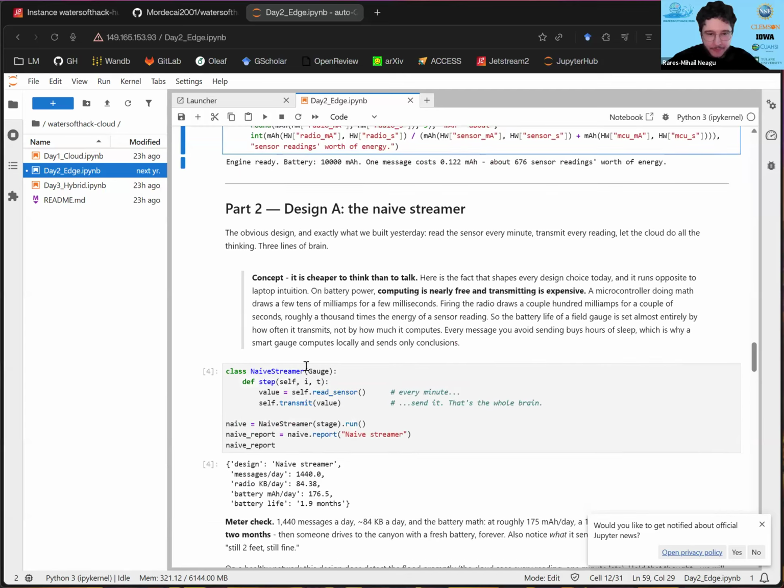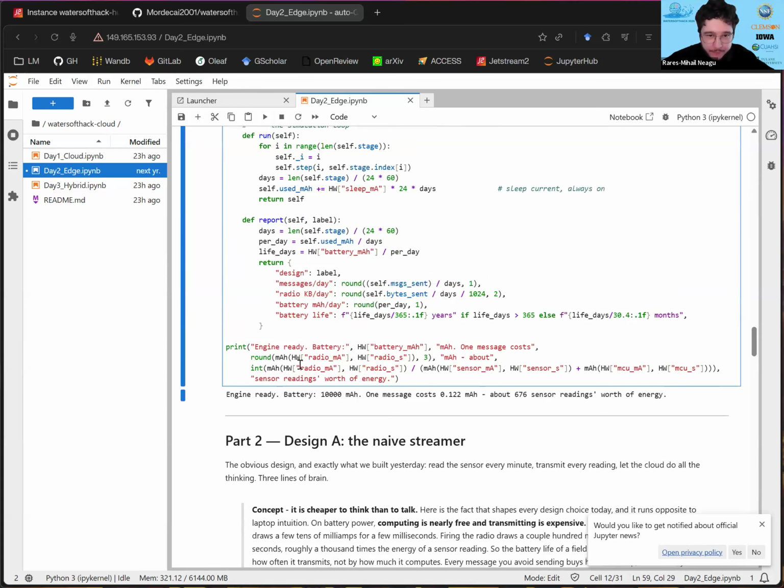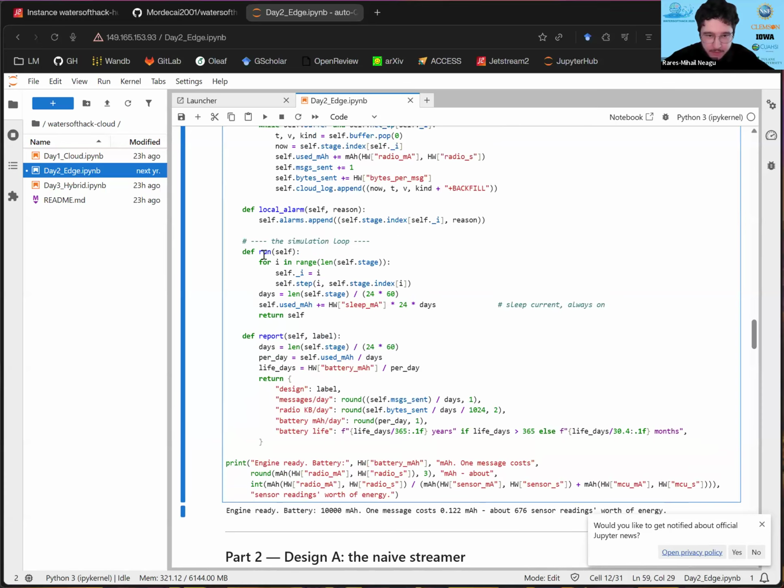Yes. So the step function is very simple actually. So again, why do we need a step function? Because every time it runs, it runs stage amount of times basically, right? So each time it runs, it calls this step function. So the step function is basically going to represent all the logic that we're going to run every time we're sampling, in this case, like every time the gauge runs.